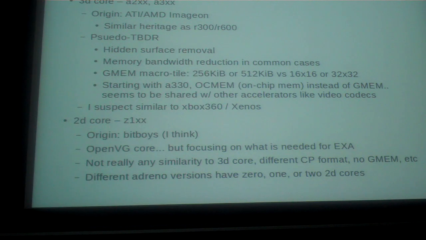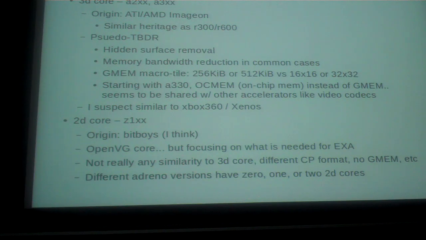Whereas most tilers like Mali or SGX are using a small, like 16 by 16 or 32 by 32 tile. Freedreno is using something larger. It's using a little piece of memory inside the GPU core that ranges from 256K, half meg, something thereabouts, depending on the version. And inside that buffer, you have the current piece of the color buffer that you're working on, as well as depth and stencil.